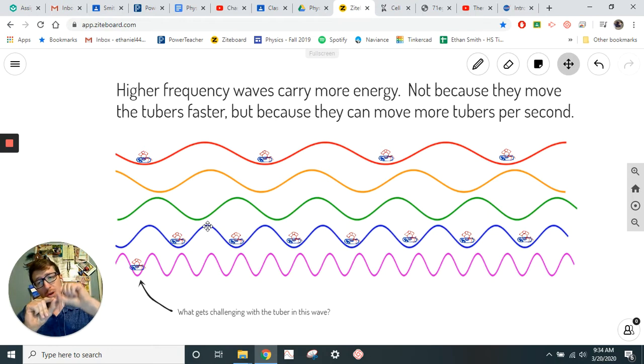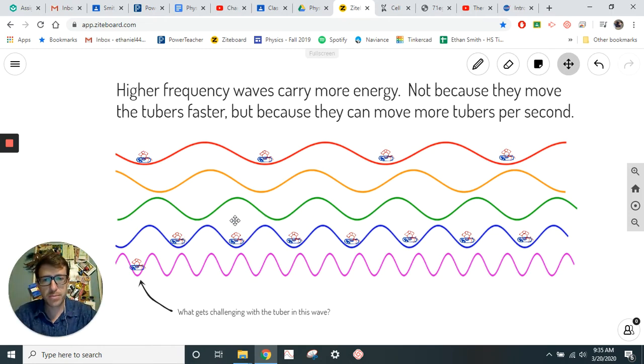Or if we think of the tuber bobbing up and down, then if we just looked at this tuber here, there's more crests passing by per second, so he moves up and down more times per second, right? So either way, this tuber is moving more times per second, or there's more tubers moving per second. Either one of these situations means that higher frequency waves can carry more energy.